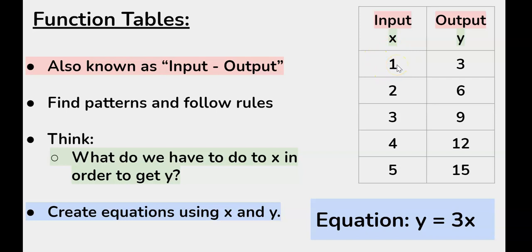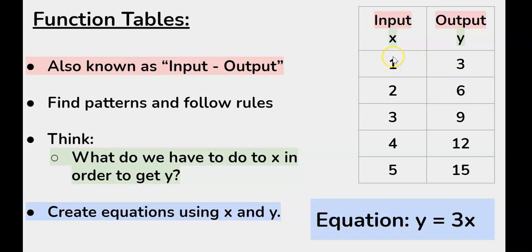I figured that out because I looked at my 1 here, and I said to myself, well, what had to happen for 1 to get to 3? I had a couple of options. It could have been that I added 2. So maybe I could have said, well, 1 plus 2 is 3. But then if that's my rule, I have to check that with my next number. So I would say, okay, is 2 plus 2 6? No, that doesn't work.